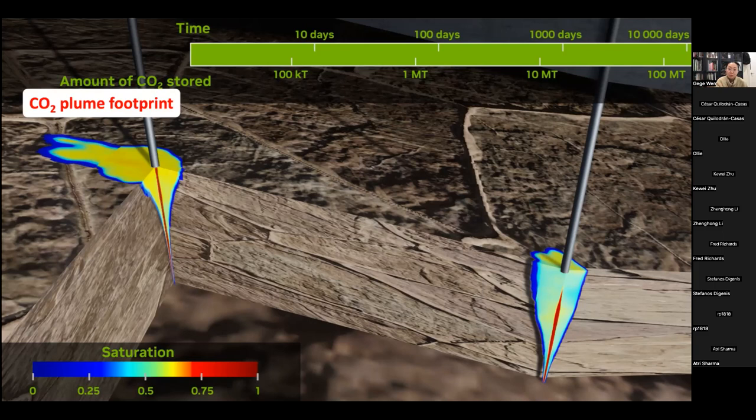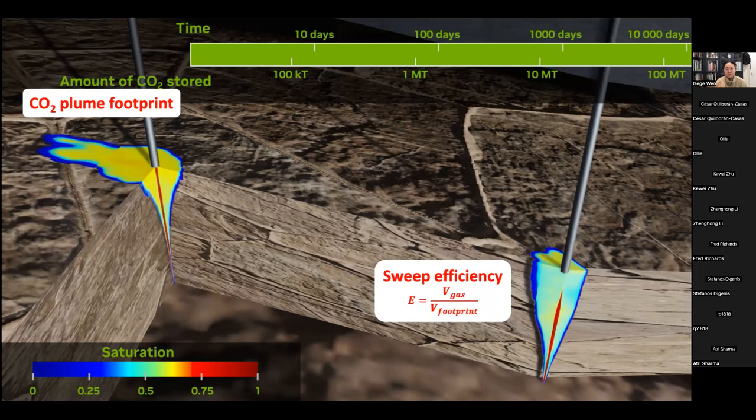Another thing that we want to know is the sweep efficiency factor. Sweep efficiency factor refers to the volume of the gaseous plume divided by the volume of the total footprint. So we want to optimize for sweep efficiency so that we can use a smaller land space and have more CO2 stored in this land space.